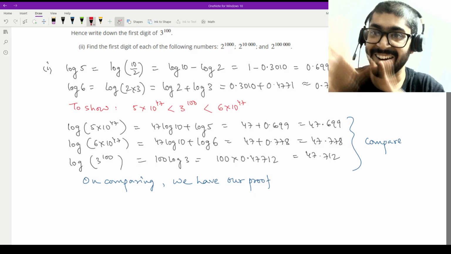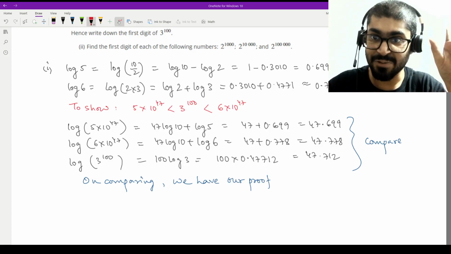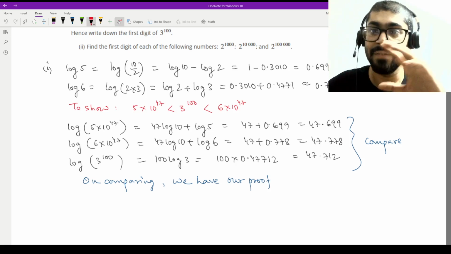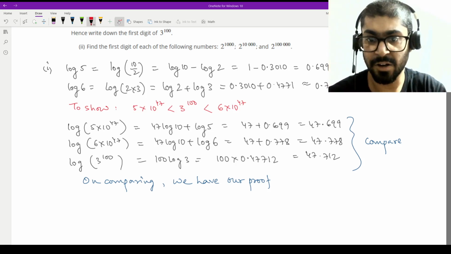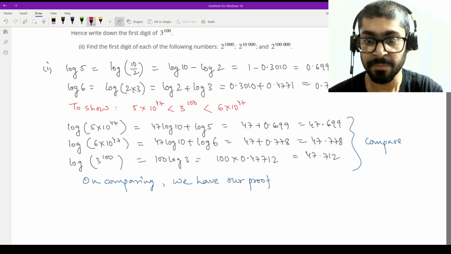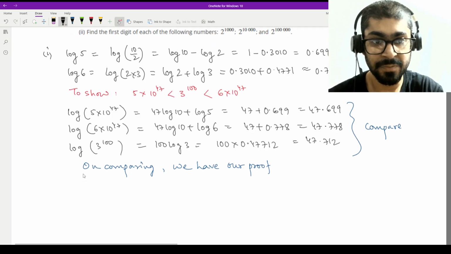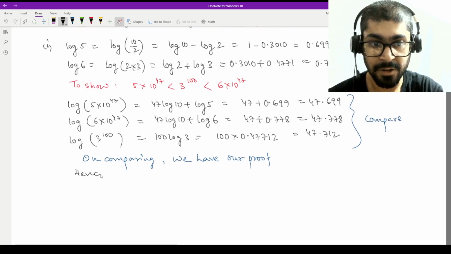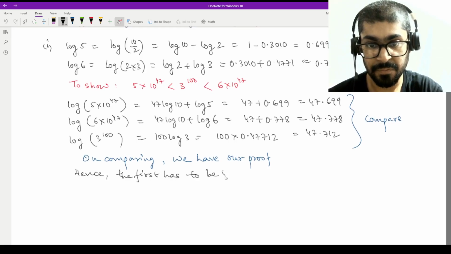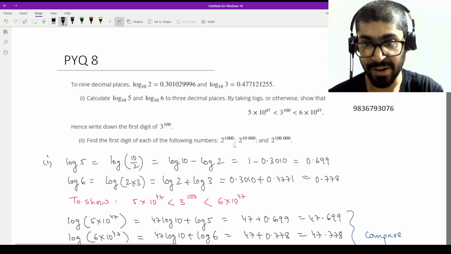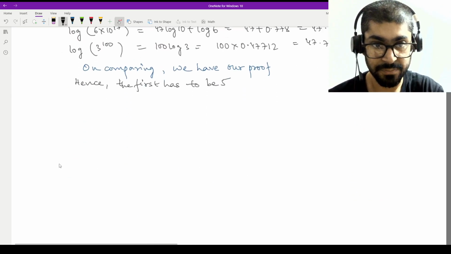So 5 9 9 9 9 9 9 till 47. If it starts from 5 0 0 0 0 1 and goes on till 5 9 9 9 9, then the first digit is always 5. So that is the logic. This also shows, hence, the first digit has to be 5. Now we are going to use this logic and find the first digits of these three numbers.